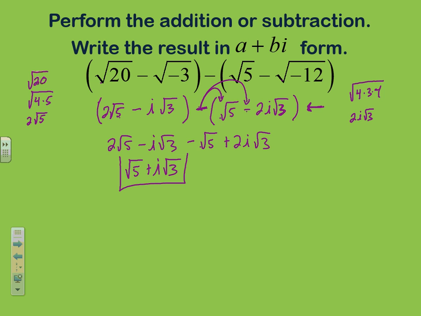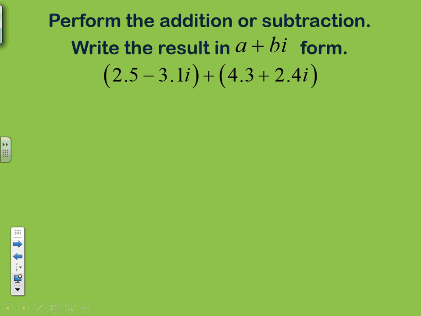This is the correct simplified answer in A plus Bi form, where if you were asked to identify it, A would be the square root of 5 and B would be the square root of 3. So let's take a look at this next example here.